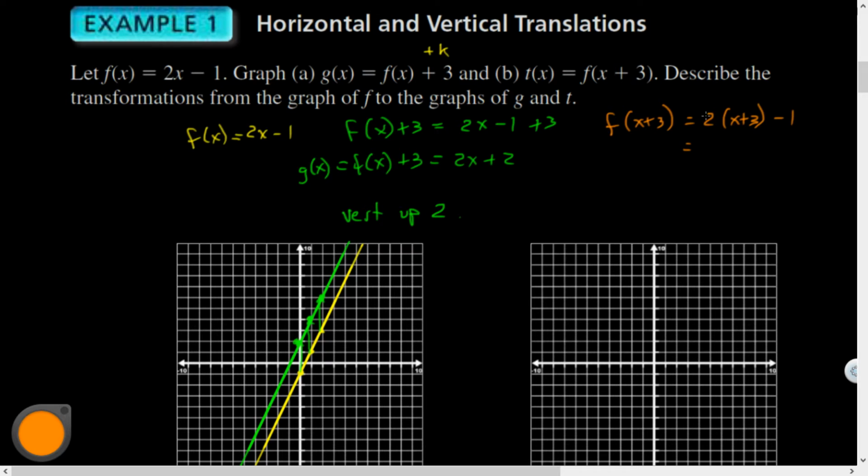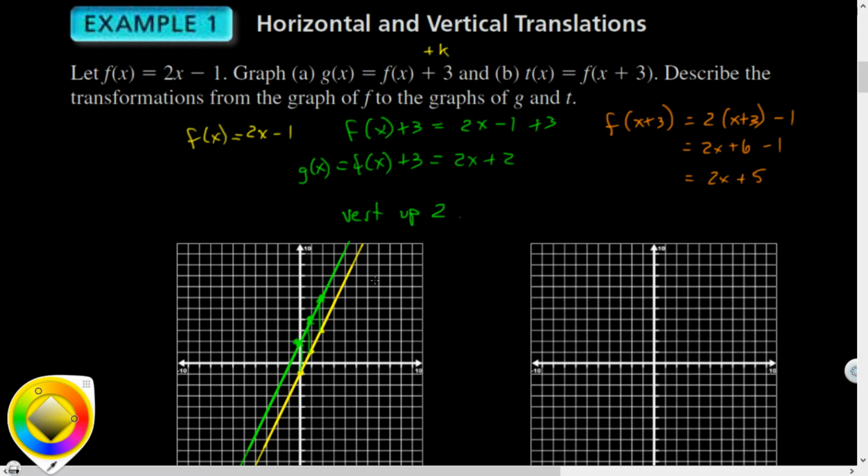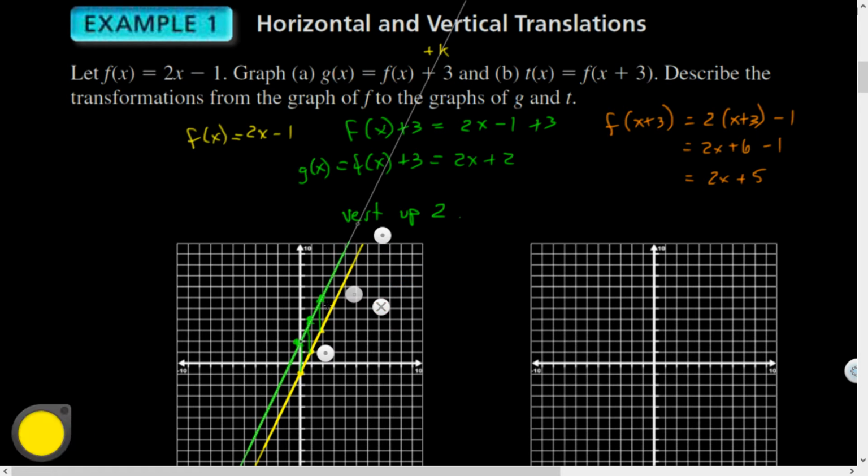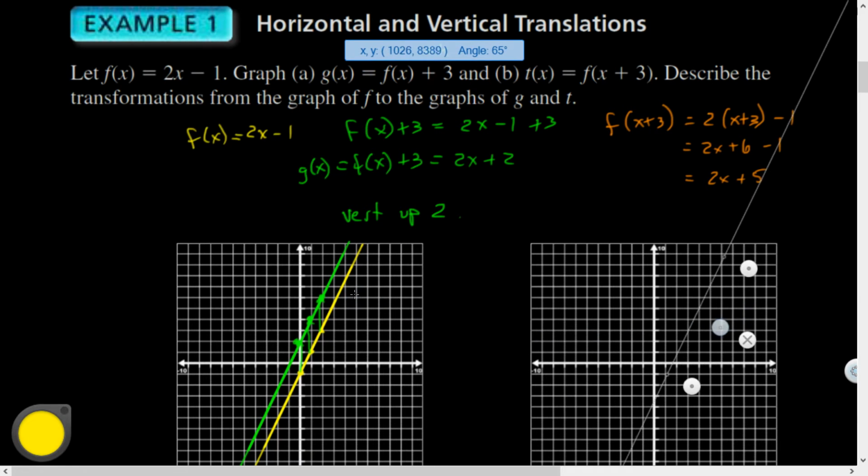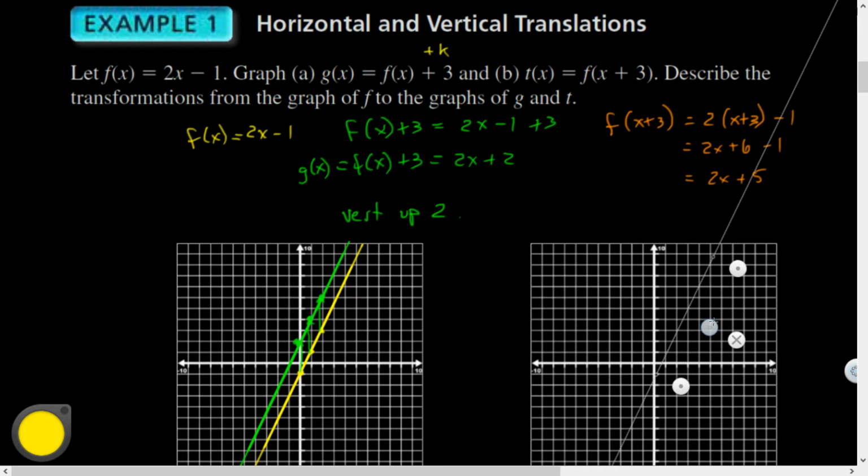To simplify this, you could distribute. So that's 2x plus 6 minus 1, and 6 and minus 1 combined to be plus 5. So if I graph the original function, actually that should still be the same thing. So it originally has a y-intercept of -1, right? Let's see how well I can keep it parallel here. So there's the original function.